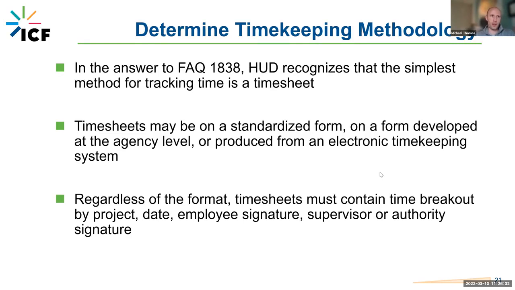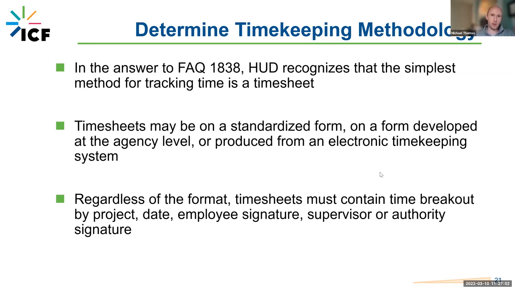Timesheets can be on a standardized form or on a form developed at the agency level, or they can be produced from an electronic timekeeping system. So what I'm saying here is timesheets can look different. You could have a timesheet you wanted all of your subrecipients to use, but I think you have to recognize, if you want to require that, that can affect other programs if they have multiple funding sources, and it creates one more thing for them to do administratively. They have to maintain multiple timesheets. So it's something to consider, but you could have a standardized form.